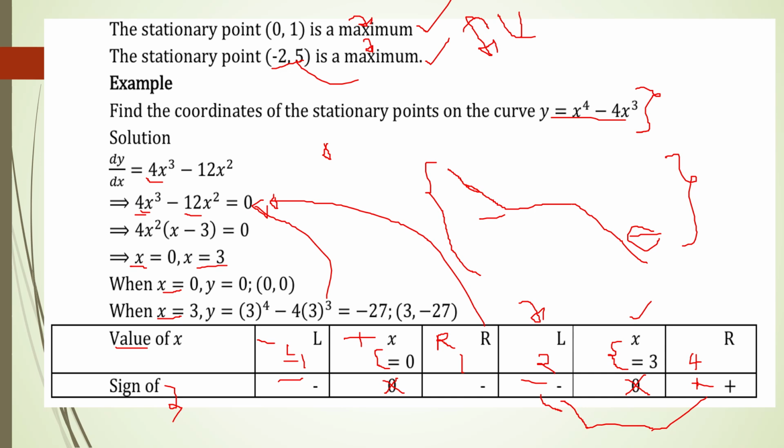That's how we find the nature of the turning points. So one of them is going to be a minimum turning point, and the other one is a point of inflection, simply because it's going in one direction.